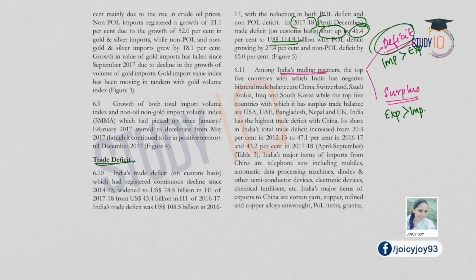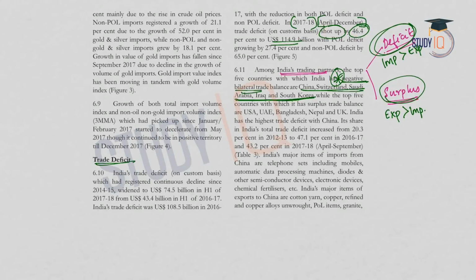Now we will see with which countries we have a deficit trade balance and with which countries we have a surplus trade balance. So countries with negative trade balance are China, Switzerland, Saudi Arabia, Iraq and South Korea. The reasons we will analyze later in this lecture itself. These are the top 5 countries with which India has a deficit trade balance or negative trade balance. When it comes to surplus trade balance, the top 5 countries are USA, UAE, Bangladesh, Nepal and UK. That means the exports to these countries are more than the imports from these countries.